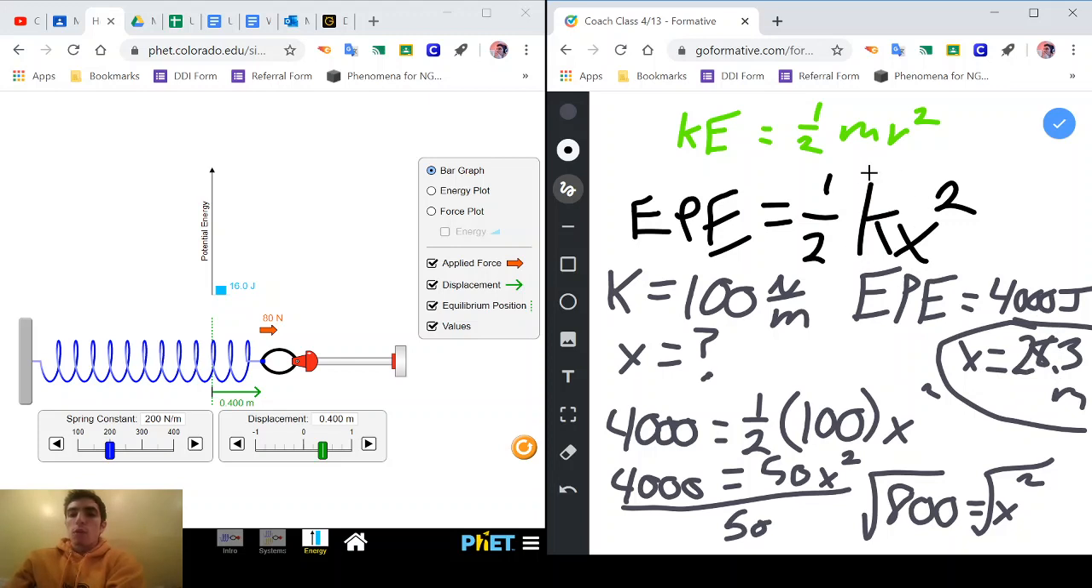The way that you would solve for spring constants is actually a little easier. You don't have this taking a square root step. So it's actually the same thing as this without that last step of taking a square root.